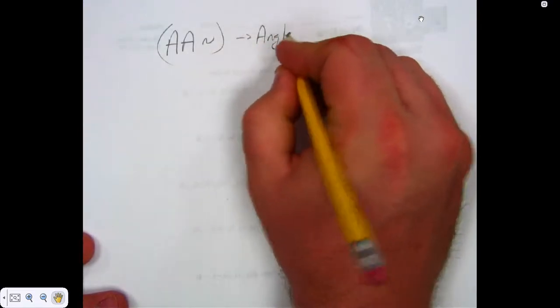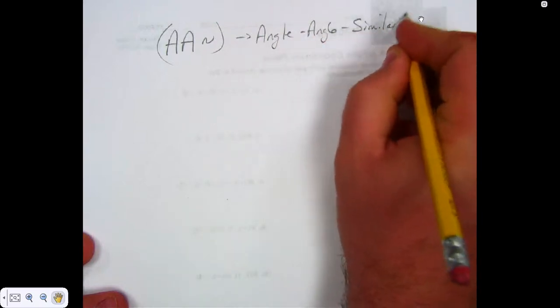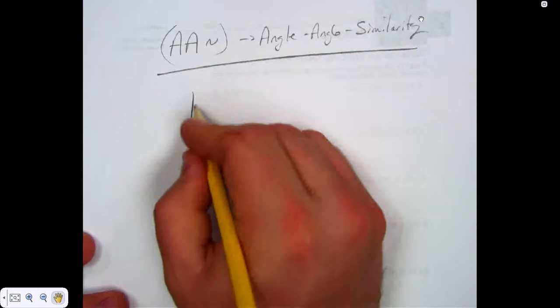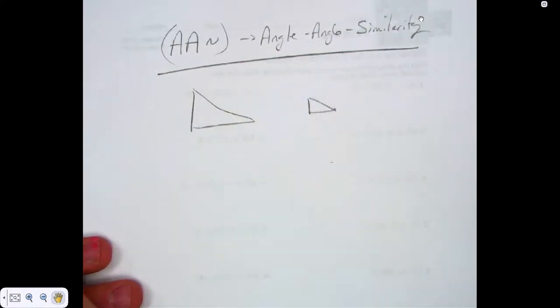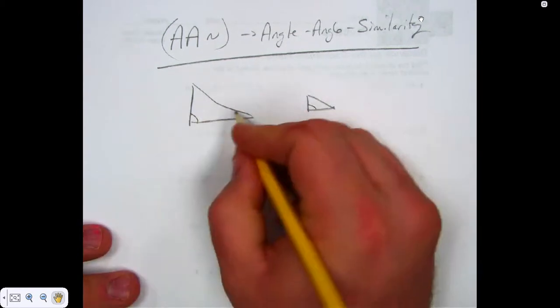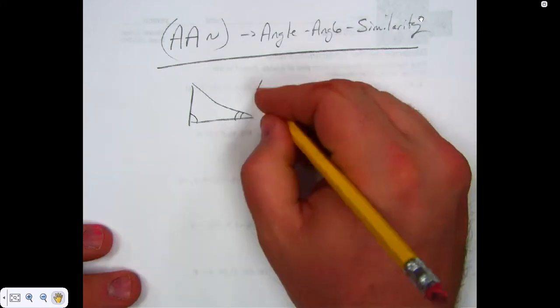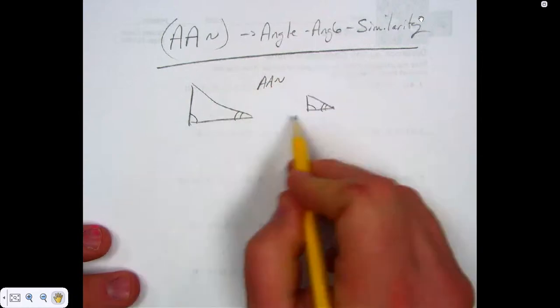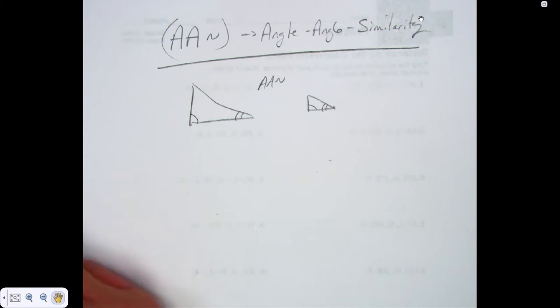Angle, similarity. What do you think it means if I had two triangles here? What are the angles in similar triangles? What are they? Congruent, right? So if you can find two sets of angles congruent, what do you think you can say? You have angle similarity. They're similar by angle similarity here because there were two sets of what? So if you got two sets of angles congruent, you know what? They're similar.